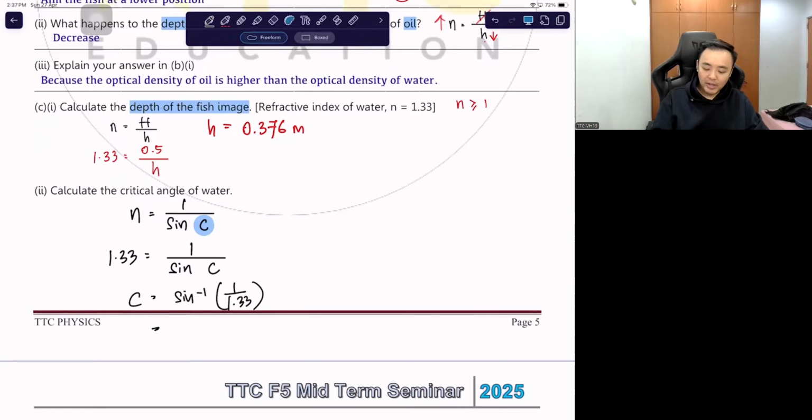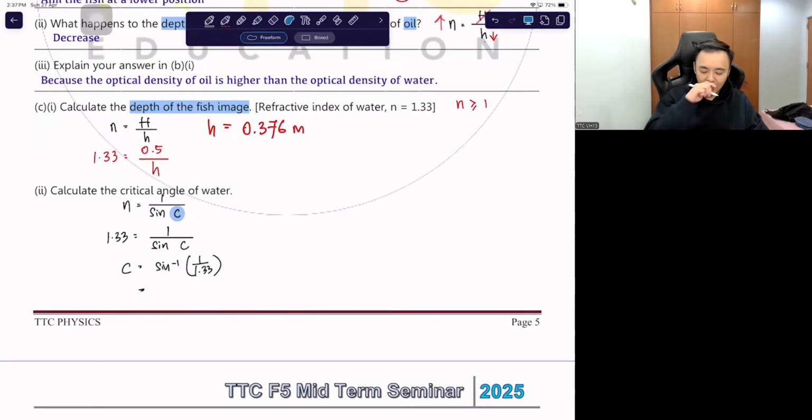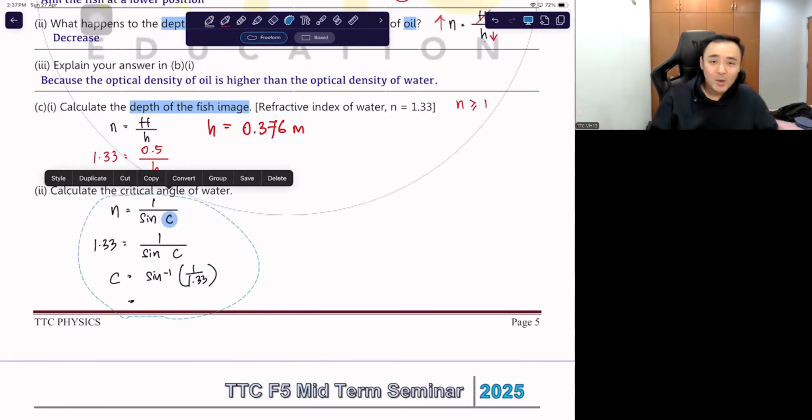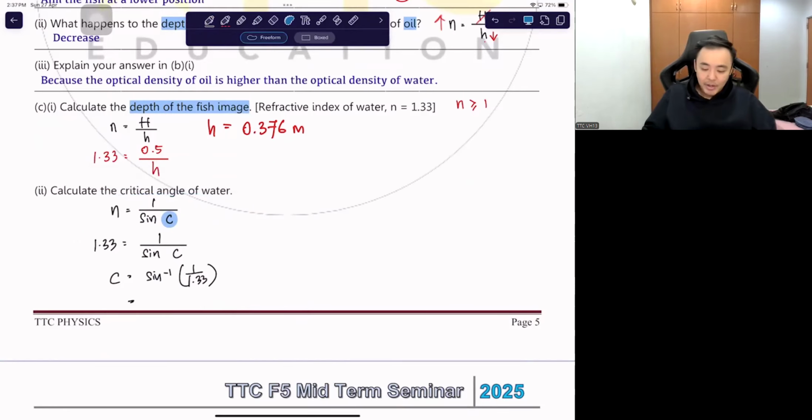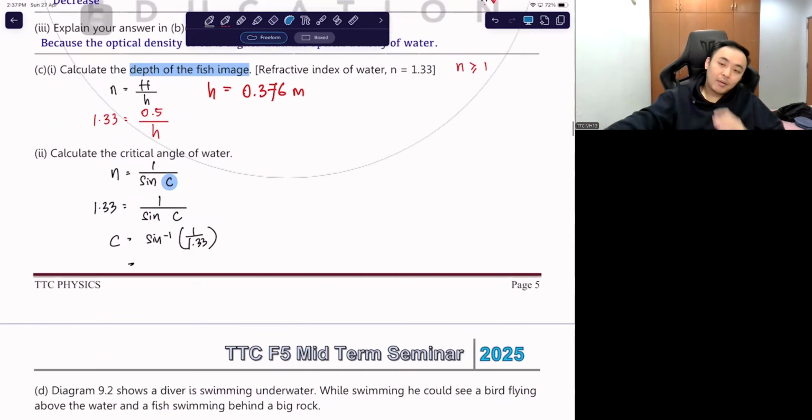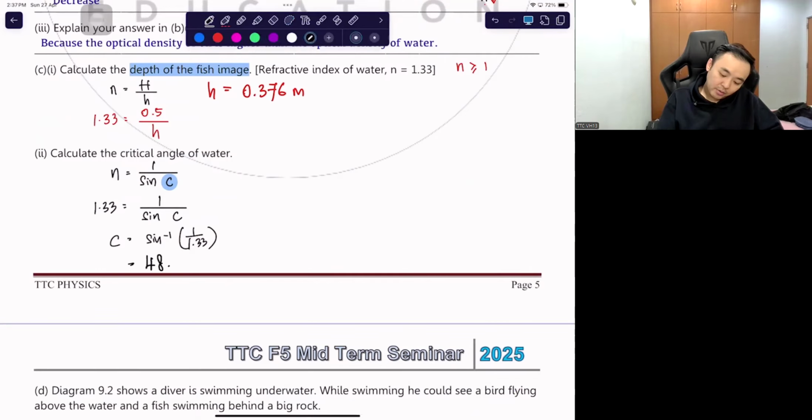For angles, normally 2 decimal points is already enough. No need to put so many decimal points, you can't measure them anyway. Right? How much? What's the angle? Sine inverse. I want more people to give me an answer. Then I know whether you are following or not. If not, I don't know whether I should go on or not.